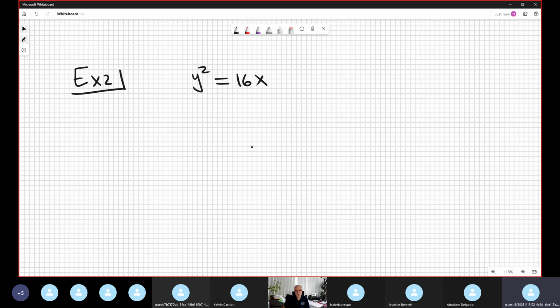So what kind of parabola do we have in this problem? Horizontal parabola or vertical parabola? Horizontal or vertical? In what direction does it open? Open up, open down, open left, open right. Come on, help me. What kind of parabola is this? Horizontal to the right. Exactly. Horizontal to the right, because automatically you compare with the equation.